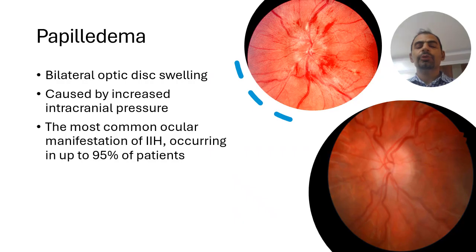It's very important from the ophthalmological point of view to talk about papilledema, which indicates bilateral optic disc swelling secondary to increased intracranial pressure. It's the most common ocular manifestation of IIH, occurring in up to 95% of patients. Note that it does not necessarily happen in every patient with IIH.